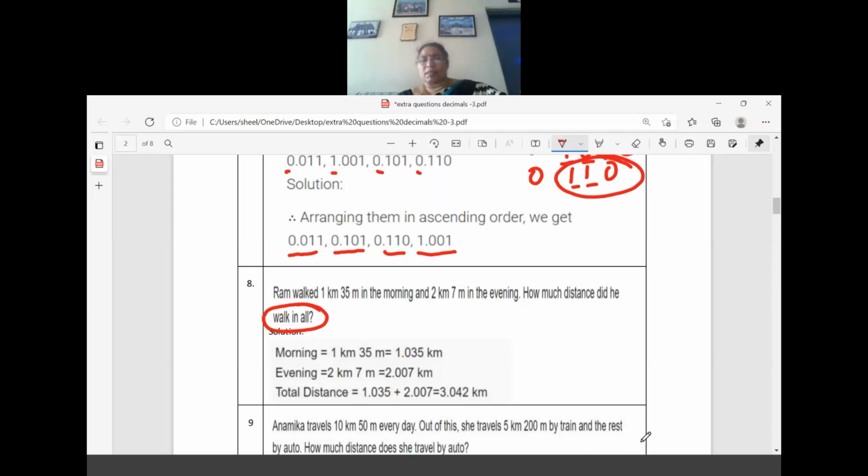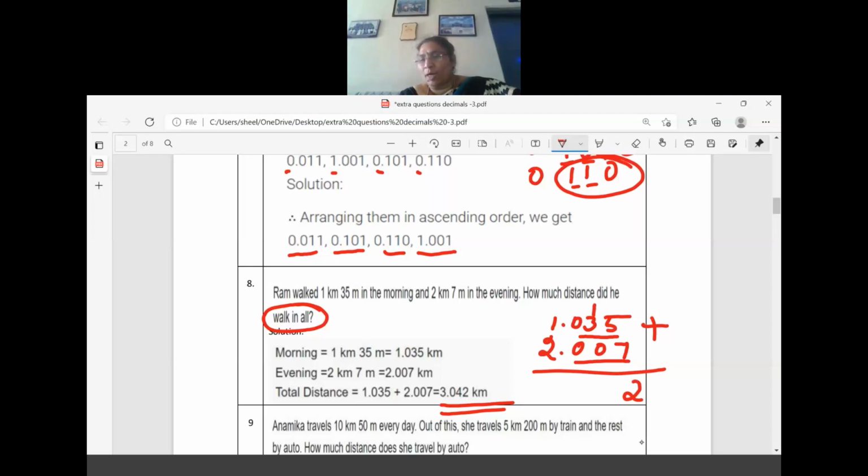Now what is the next step? We should add, isn't it? So 1.035 plus 2.007 we should add. You will get the answer 3.042 kilometer. See, 1.035, then below we should write 2.007 only. So from right hand we should start, and if you check all the three decimals are there correctly. So 5 plus 7 is 12, balance 1, 3 plus 1 is 4 plus 0, it is 4 only. Then 0 plus 0 is 0.